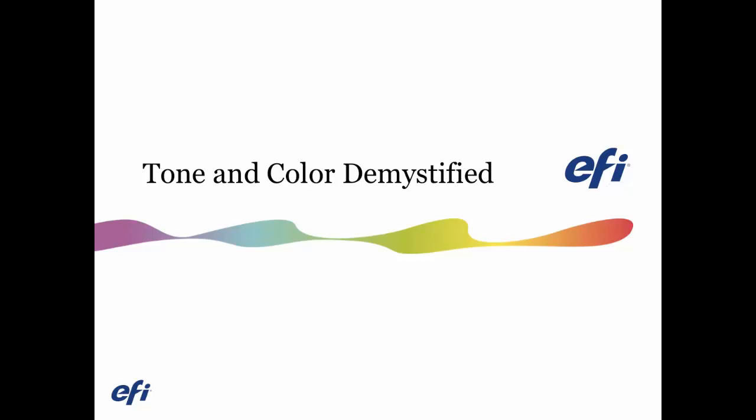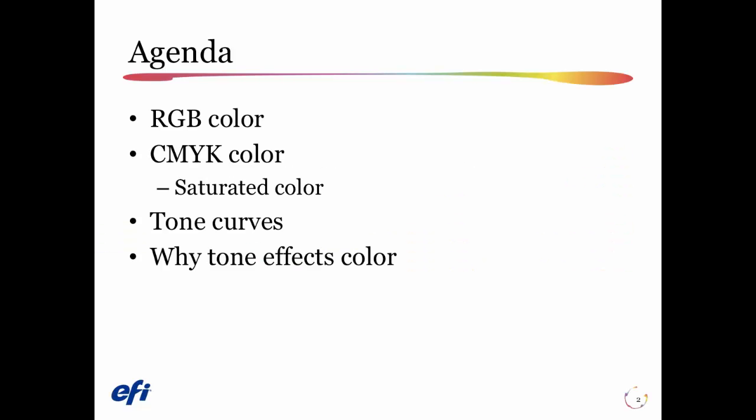It's a little bit hard to understand, though, how it could be that when I adjust tonality, colors in my reproduction will change. So that's what we're going to explore in a little bit of detail. In order for you to understand this, we need to have a little background discussion first about what is RGB color, or red, green, and blue, what is this CMYK color that we print with, and what is the relationship between those two. Then I want to talk specifically about saturated colors.